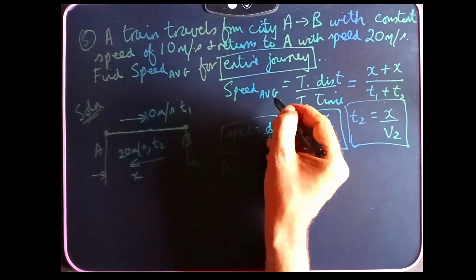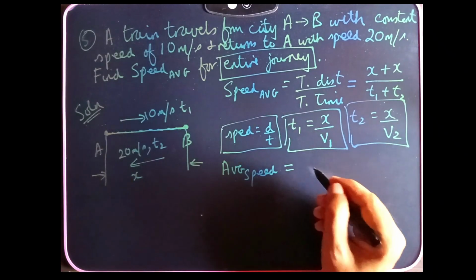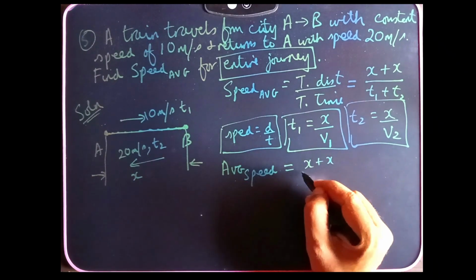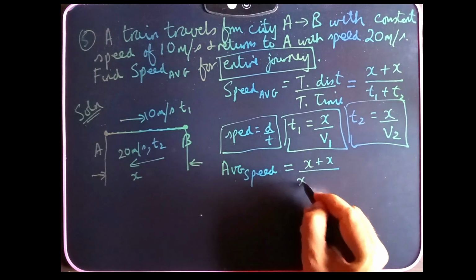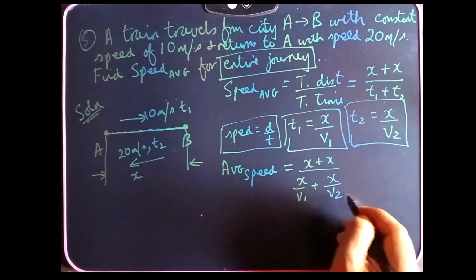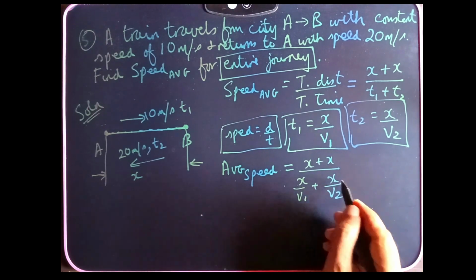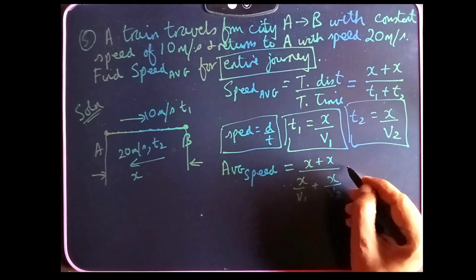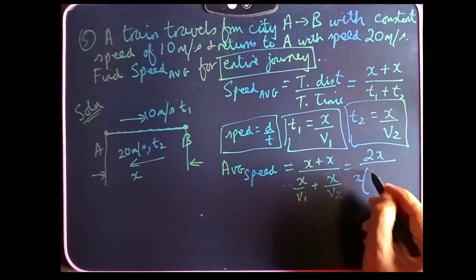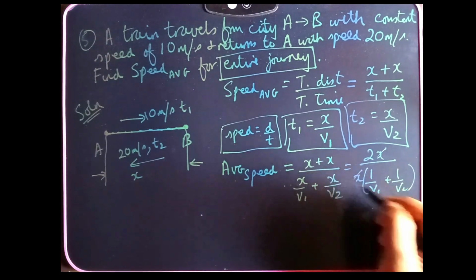Sometimes I write speed on top, average down. Here I wrote average and then speed. Okay, there is no need to get confused. Here it's going to be x plus x divided by x by V1 plus x by V2. So x I can take common. If I take x common, then x and x will cancel, right? I'll write it here: 2x divided by x times 1 by V1 plus 1 by V2. So x and x will cancel.